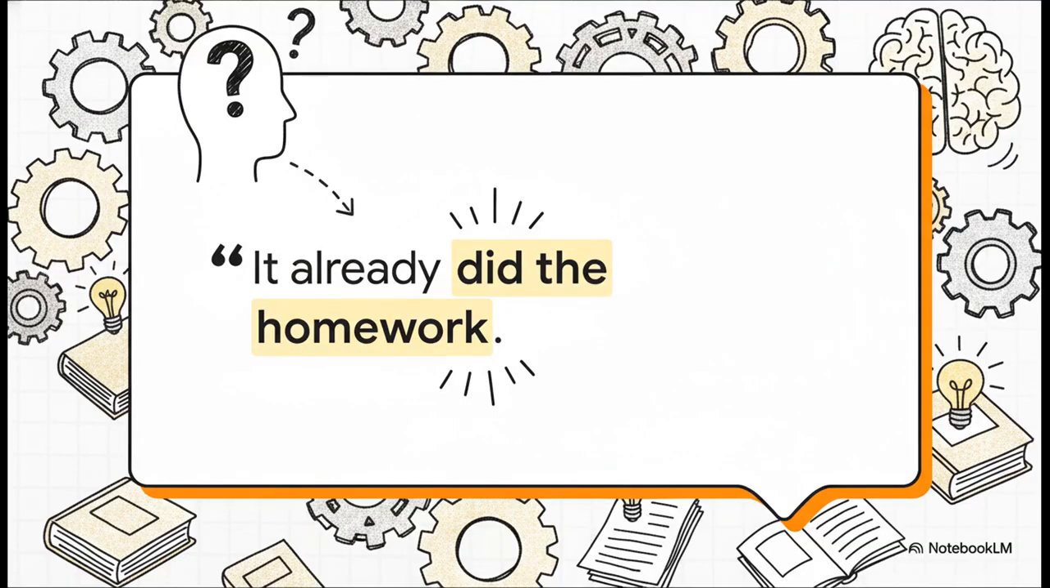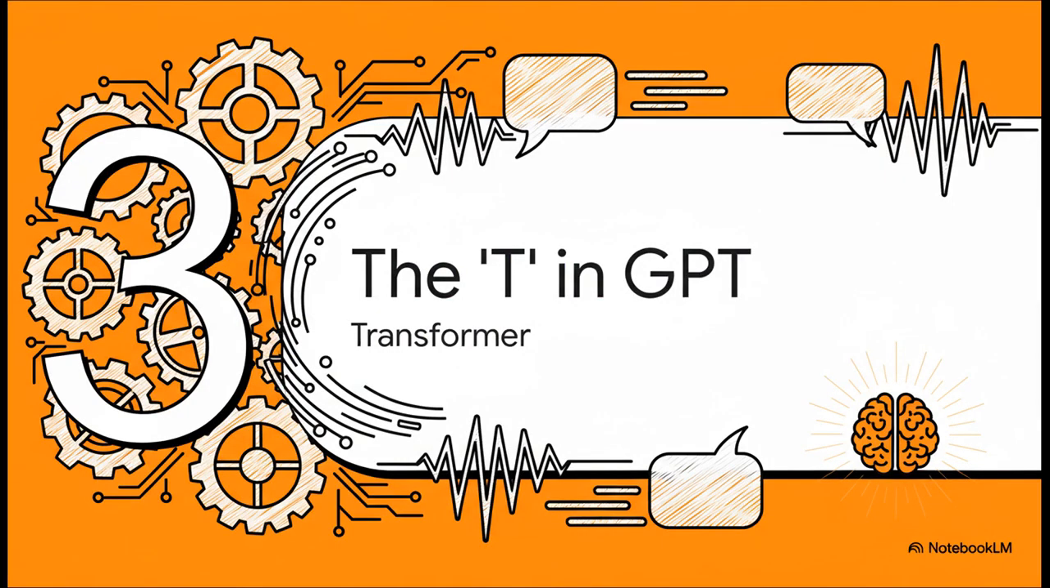I love this analogy because it's just so perfect. When you ask a question, it's not frantically scrambling to search for an answer. No, it's just tapping into this enormous base of knowledge it has already processed and understood. It has already done the homework. Okay, so we've got it. It's generative and it's pre-trained on mountains of data. But how does it actually understand language and context? This brings us to the final, and honestly, the most brilliant piece of the puzzle, the T for transformer.